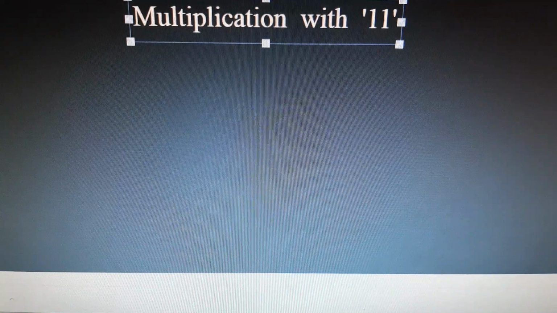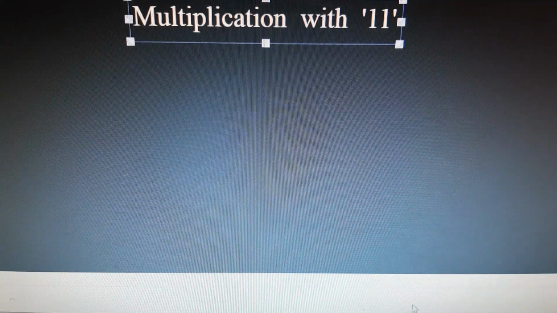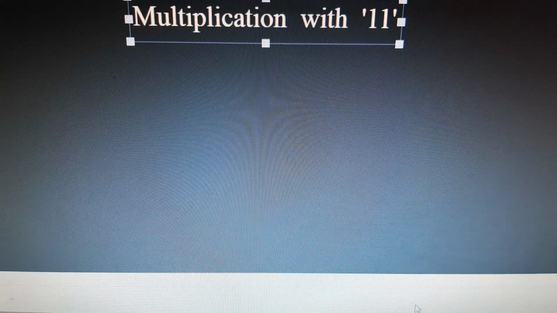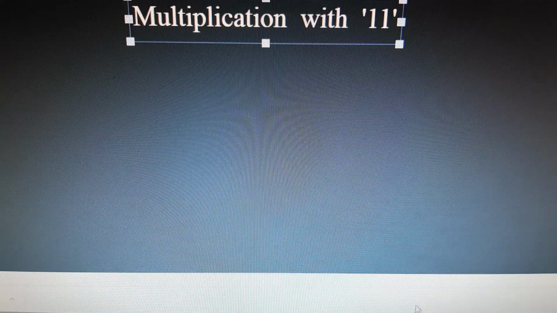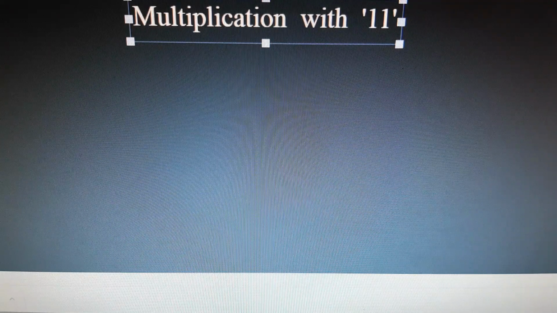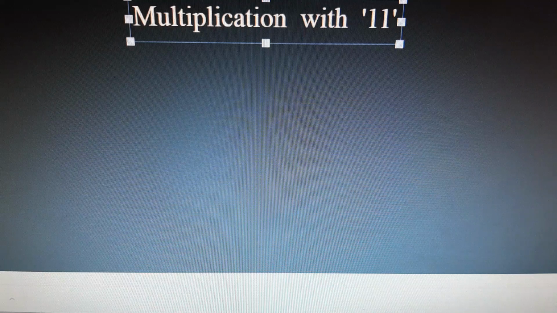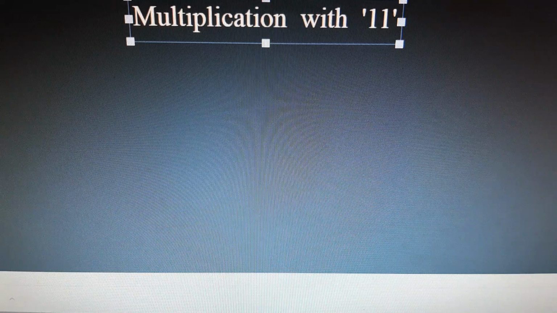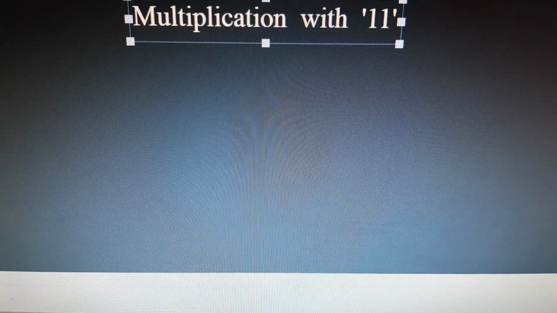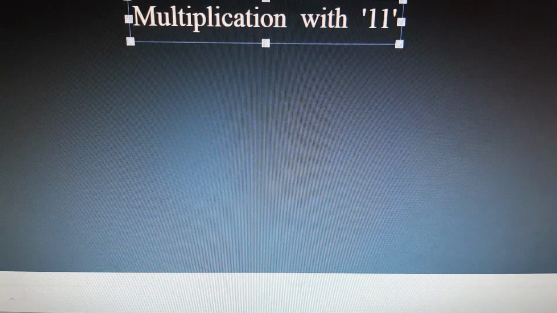Hello children. Today our topic is multiplication with 11. If you want to multiply any number with 11, it is a very easy trick in Vedic maths. So we will go with an example so you can understand very nicely.